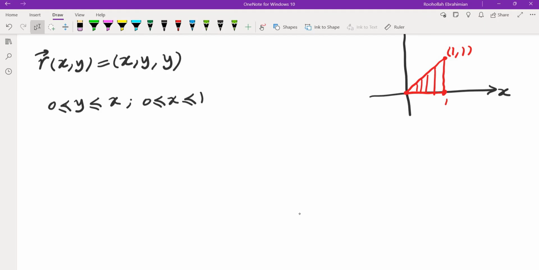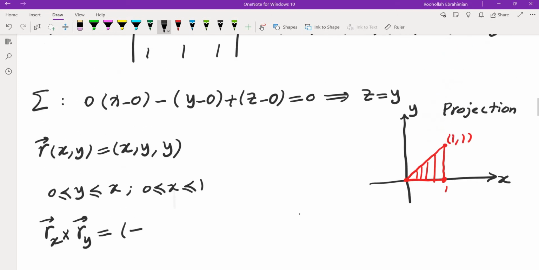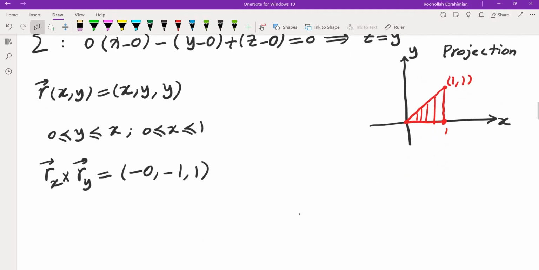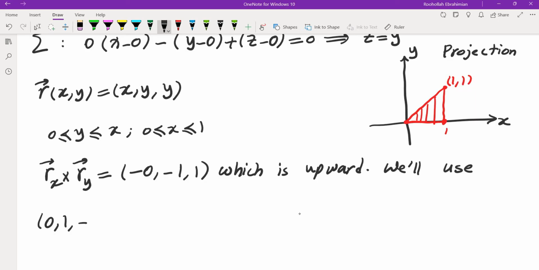So now we can set up the surface integral. So r_x cross r_y, which is the normal vector, is (negative f_x, negative f_y, 1). We talked about a formula for this one. This is f of (x, y): negative f_x, which is 0, negative f_y, which is 1, and 1. So this is the normal vector. But then we have to check the orientation. This is upward. So since the orientation is upward, we'll have to use the negative of this one. So we'll use (0, 1, negative 1).